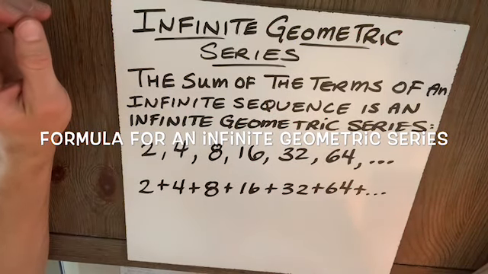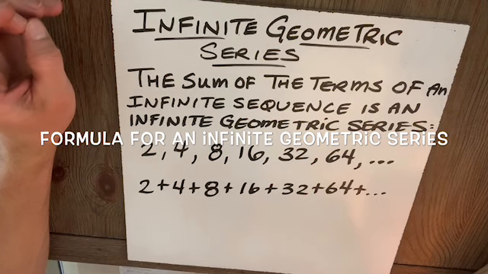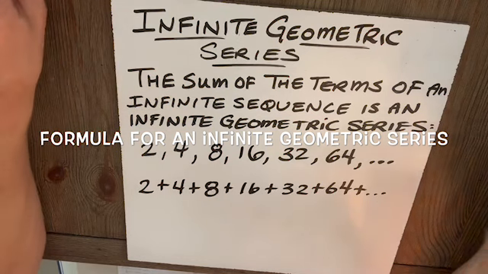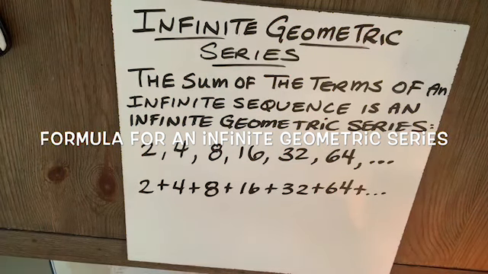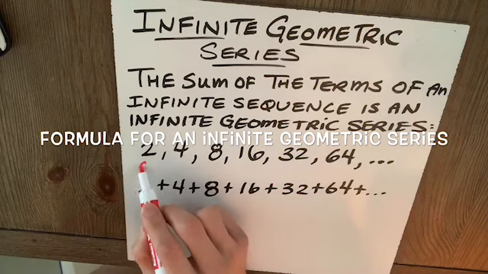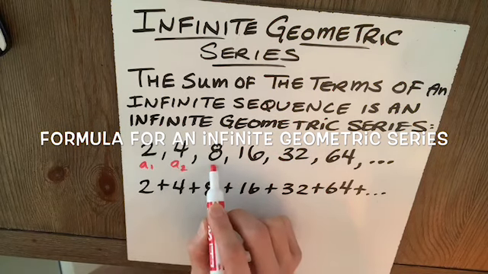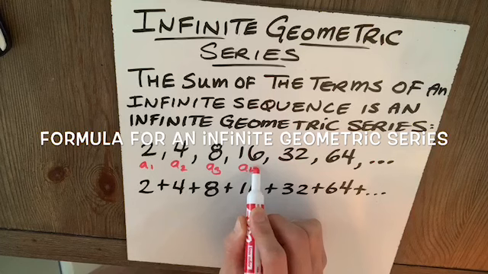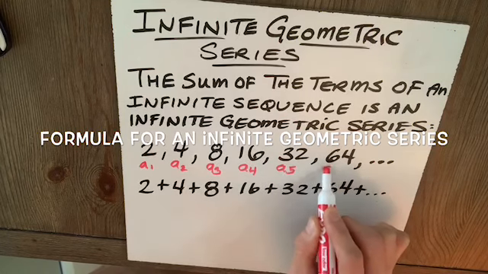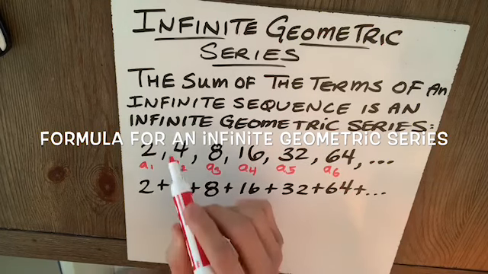Let's now talk about infinite geometric series. The sum of the terms of an infinite geometric sequence is an infinite geometric series. So here's our infinite geometric sequence: A1, A2, A3, A4, A5, A6. I gave the first six terms.